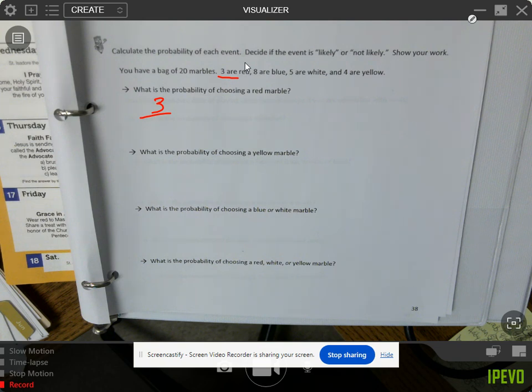How did you get 38? So be careful. It says you have a bag of 20 marbles. 3 are red, 8 are blue, 5 are white, and 4 are yellow. How many marbles do we have altogether? 20. So sometimes you have to do the adding. Sometimes it gives you that total number. So it's giving us our total number of 20 marbles. So we're going to use that.